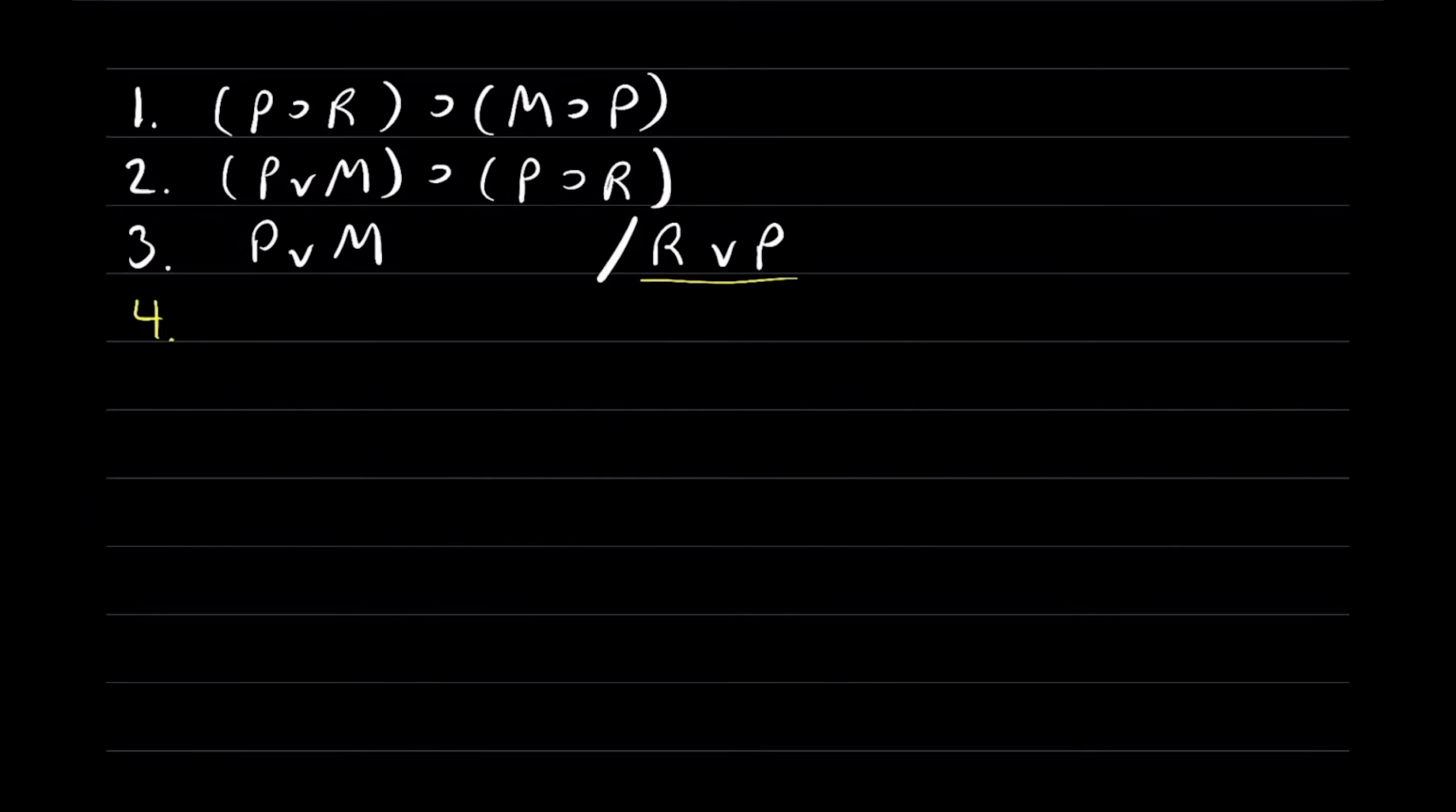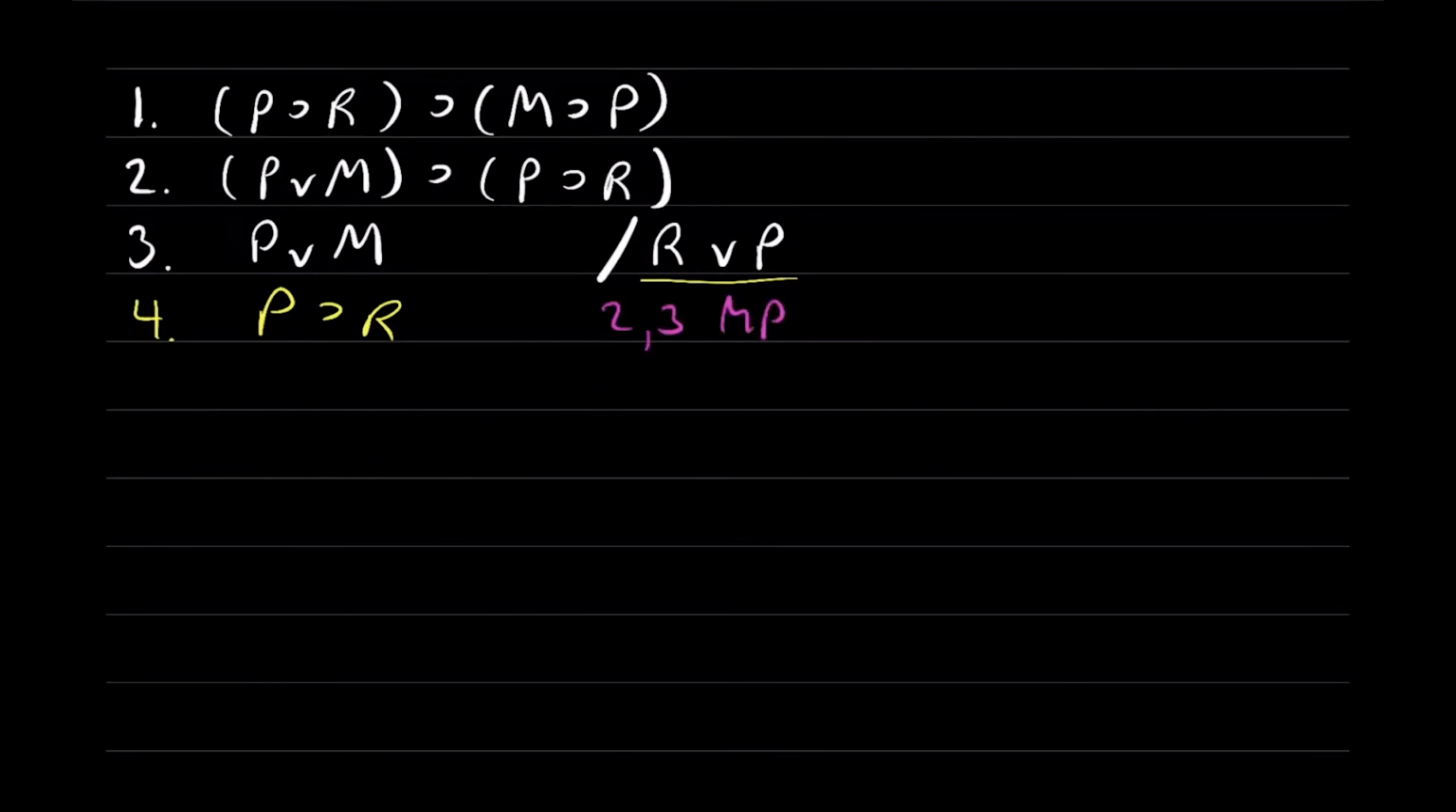I see one thing right off the bat that may help. Line 2 says, if P or M, then that expression in parentheses, P implies R. But we do know that P or M is the case. That line 3 tells us that. So we can do a modus ponens step to get P implies R. And that's going to follow now from line 2 and line 3 by modus ponens.